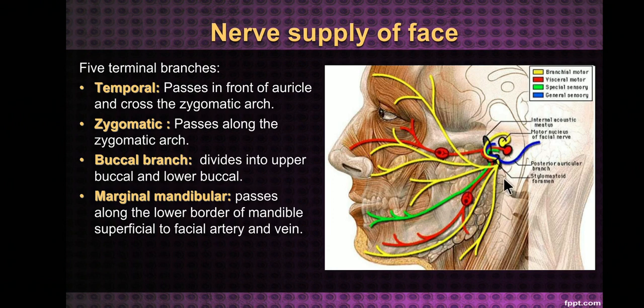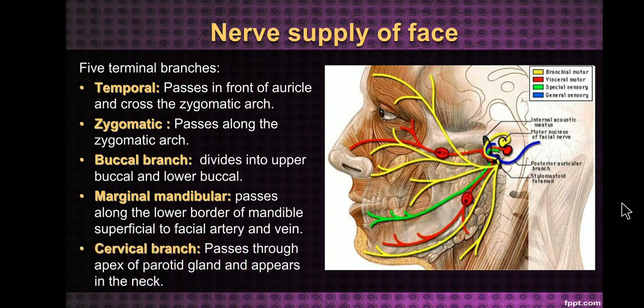And finally, coming downwards vertically to the neck, which actually emerges through the apex of the parotid gland, is the cervical branch, which supplies your platysma muscle. Because it goes to the neck to supply the platysma muscle, it is called the cervical branch. So all these yellow ones are the motor branches of the facial nerve, which you are able to see here.